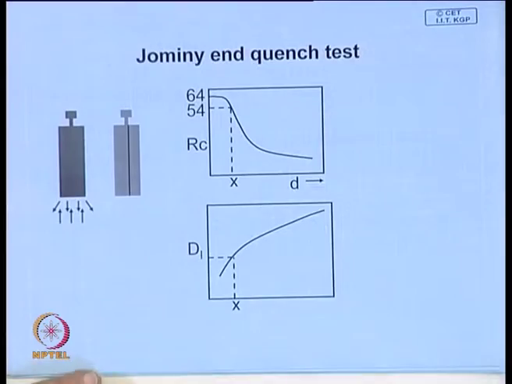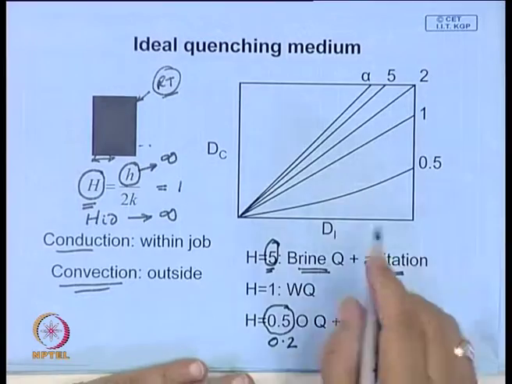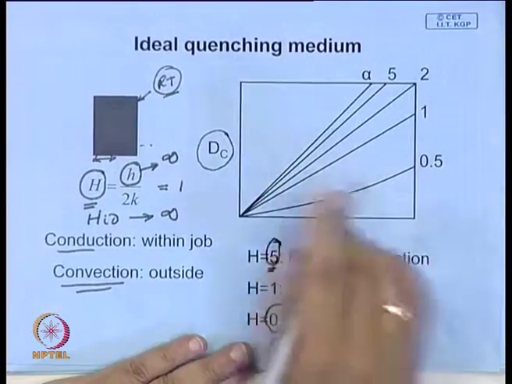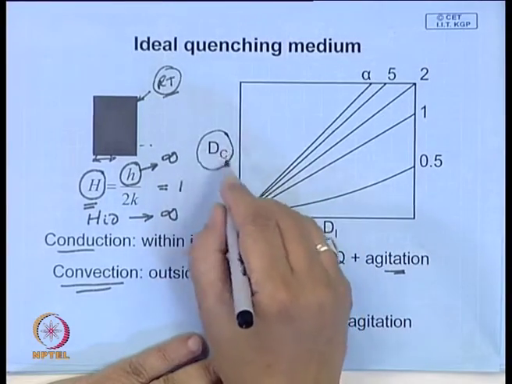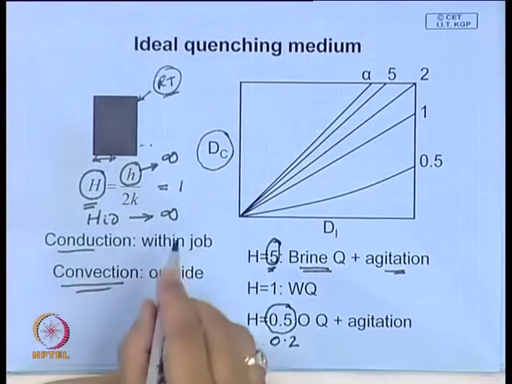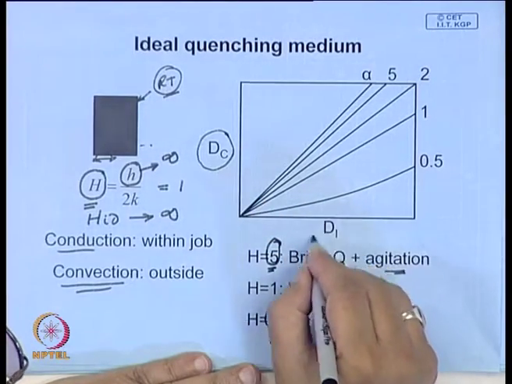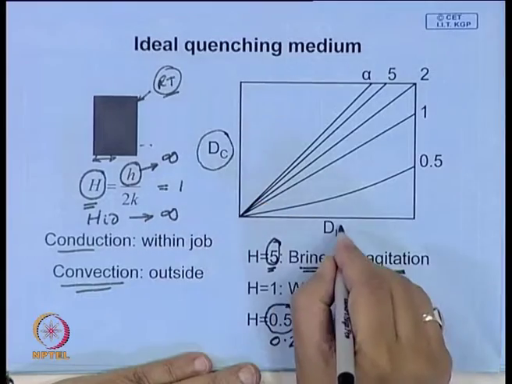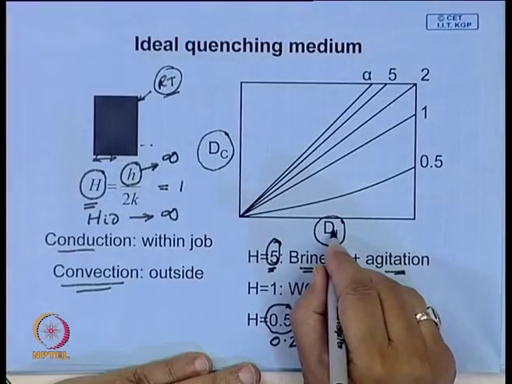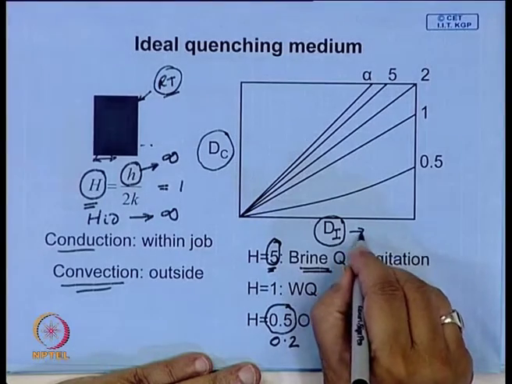The most important factor, therefore, is to convert this critical diameter, which you have measured for a particular quenching medium, into a parameter which is independent of cooling rate. So, what he did is define another diameter, the critical diameter when you quench the job in an ideal quenching medium, d I. This is called the ideal critical diameter.